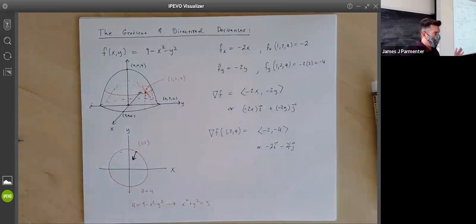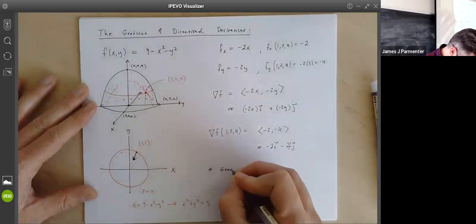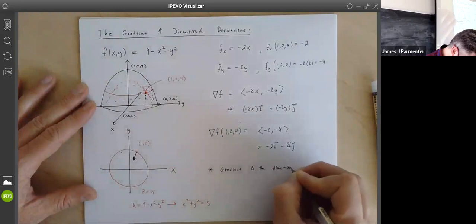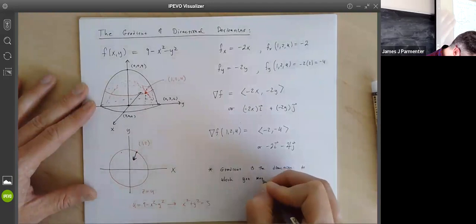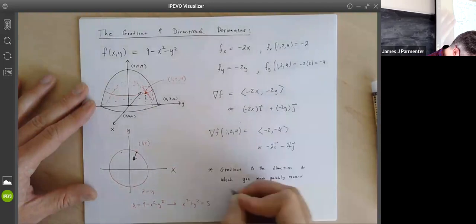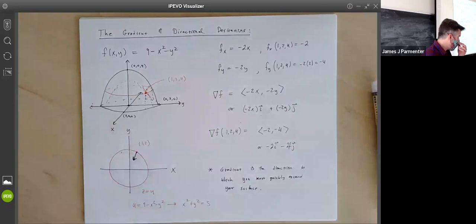I want to be super clear, because that was something that always used to confuse me. I was like, oh, the gradient points up. No, the gradient points in. And then if you're traveling on the surface of the hill, you have to go up. So the gradient is the direction in which you most quickly ascend your surface. Okay.